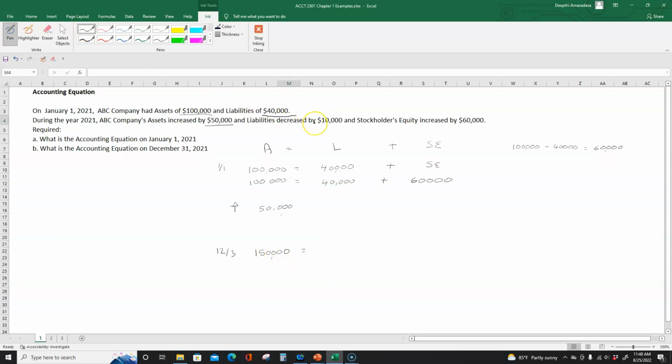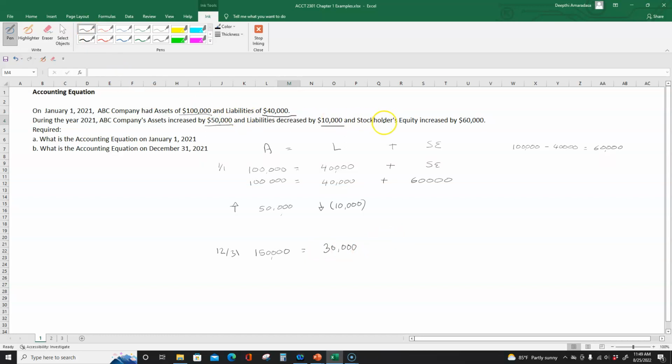Next, let's look at liabilities. Well, liabilities, they said, decreased by $10,000. I'm actually going to put that decrease in parentheses. In accounting, we use parentheses to show negative numbers. So decrease by $10,000, what would be the ending liabilities? If we had 40 to begin with and it went down by 10, we're going to have 30,000 in liabilities on December 31st here. I forgot to put a 1 here. That's December 31st.